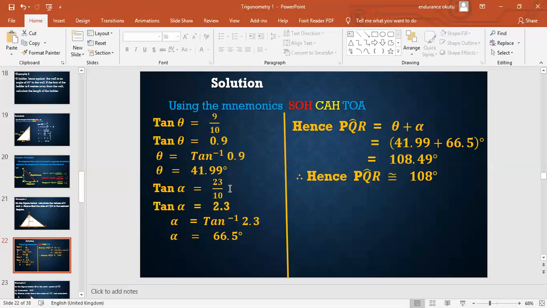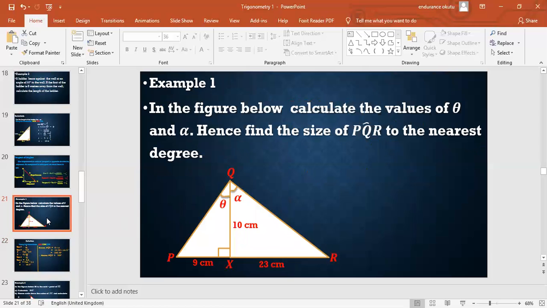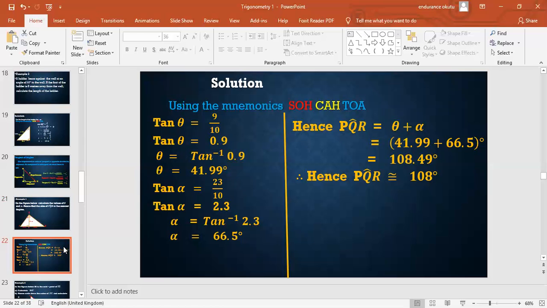Now, if we look at the other triangle, triangle QRX, we also use tan, because they are both right angle triangles. Now using tan also, we now have that tan alpha is equal to 23 over 10. When we divide, tan alpha is equal to 2.3. Now, to find alpha, we take the inverse tan of 2.3, which will give us 66.5 degrees.